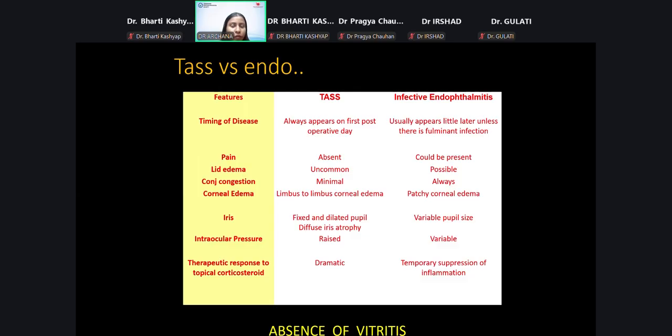TASS can present on the first post-op day; infective presents always later. In TASS, pain and lid edema are uncommon. Conjunctival congestion is very less, but corneal edema is remarkable. It is limbus to limbus, unlike infective, where it is just patchy. The iris is fixed and dilated, and intraocular pressure is raised in TASS. But in infective, it is variable; it may be raised or normal. And TASS responds dramatically to topical steroid.